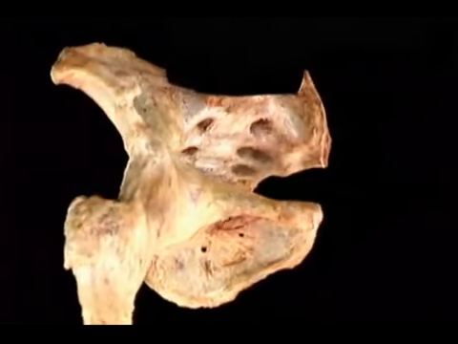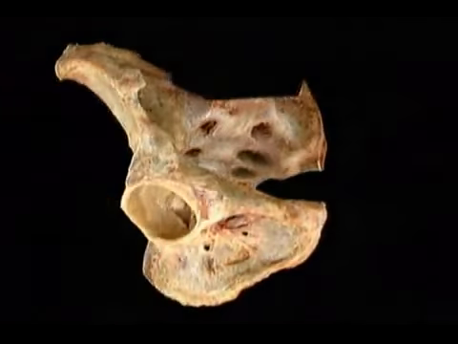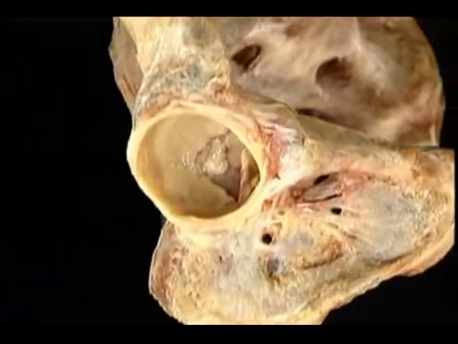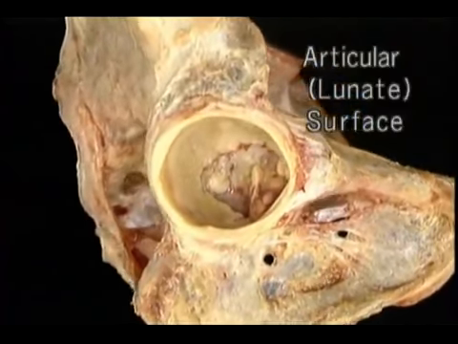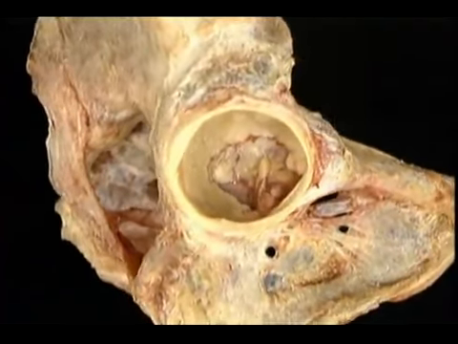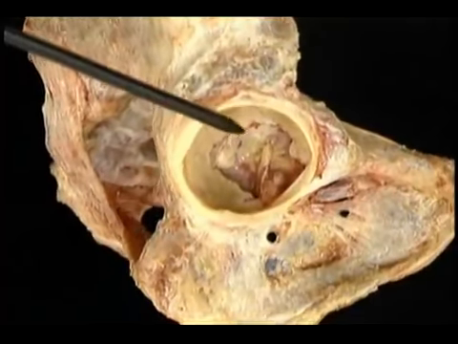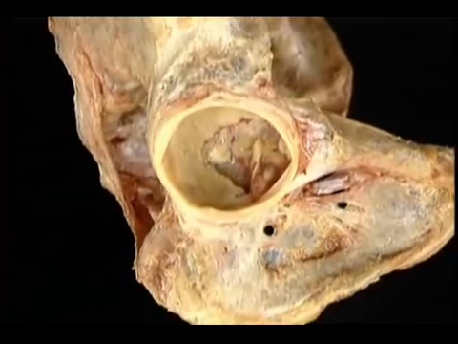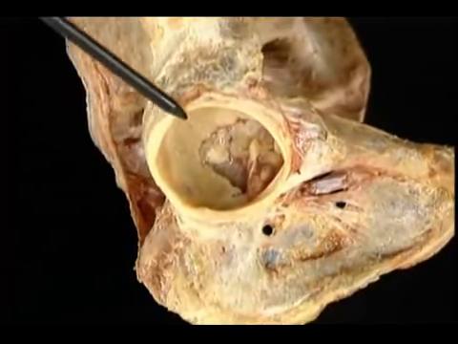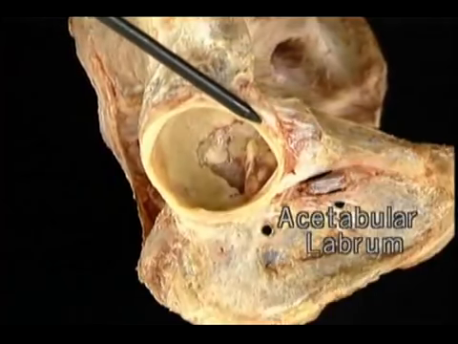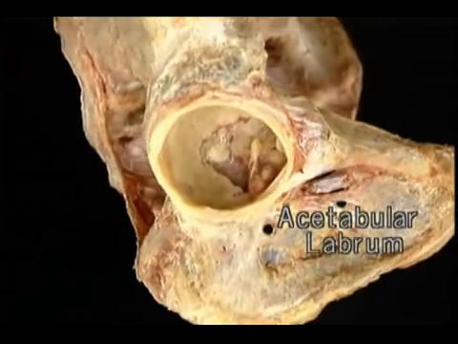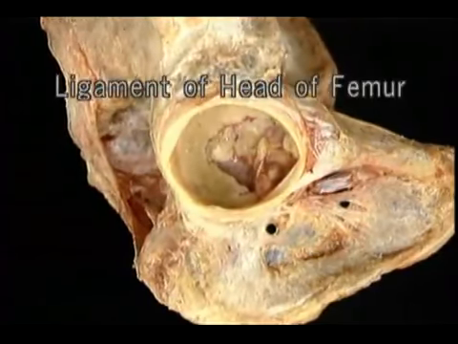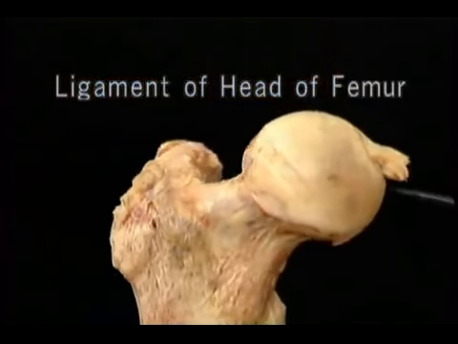Now let's take a look at the hip joint. We'll remove the femur for a moment and look at the acetabulum. Here's the broad C-shaped articular surface, sometimes called the lunate surface. This non-articular part of the acetabulum is the acetabular fossa. Around the edge of the bony acetabulum, this rim of fibrocartilage, the acetabular labrum, adds to the depth of the acetabulum. This is the cut end of the ligament of the head of the femur. Its other end is attached here on the center of the femoral head.